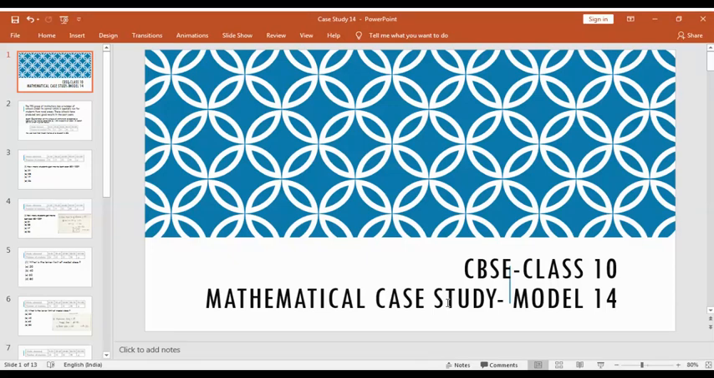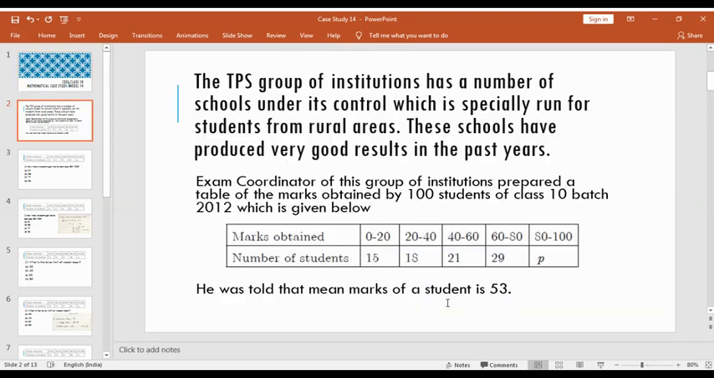Let's see a new example today that is based on statistics. So this is my model question 14 and the questions start like this. The TPS group of institutions has a number of schools under its control which is specially run for students from rural areas. These schools have produced very good results in the past years. So this case study is about this TPS group of institutions.